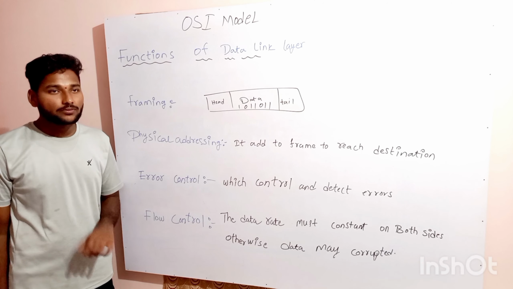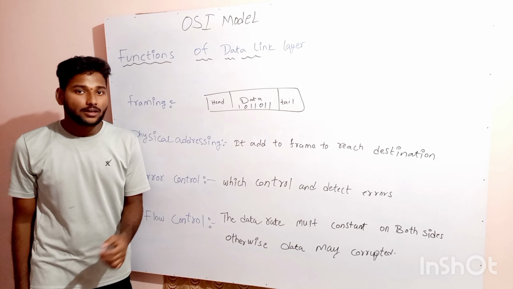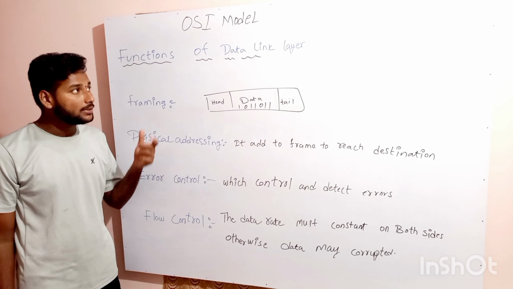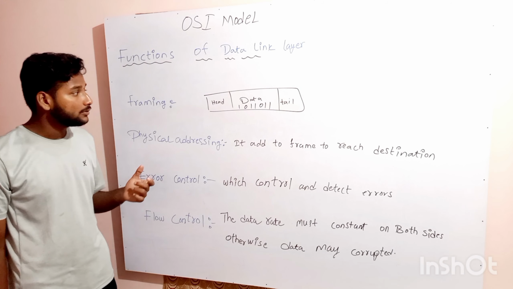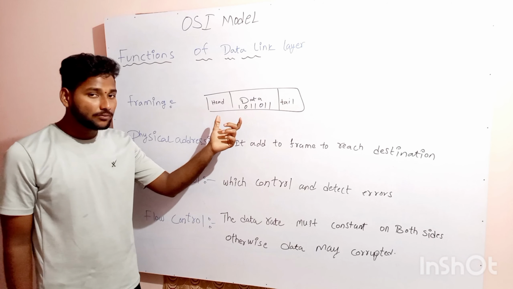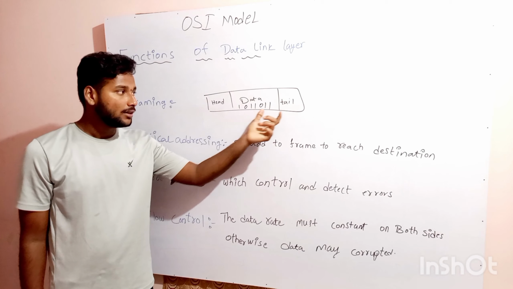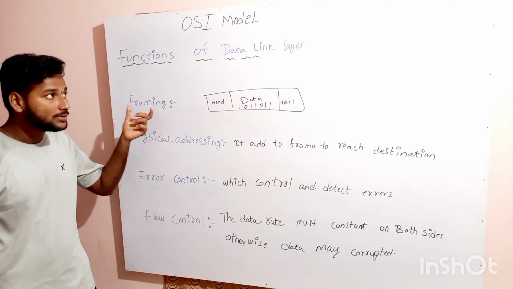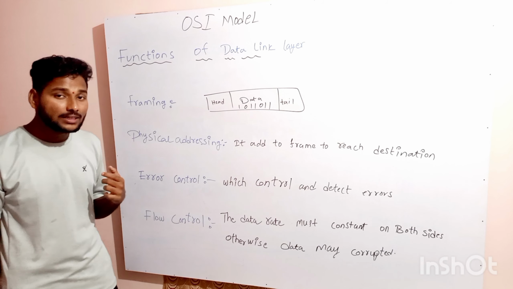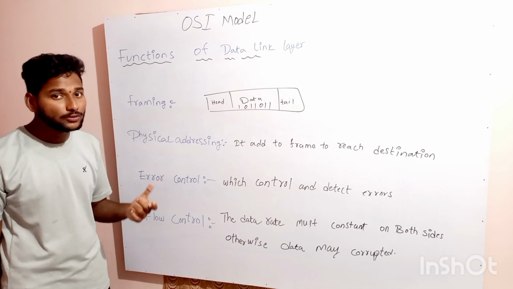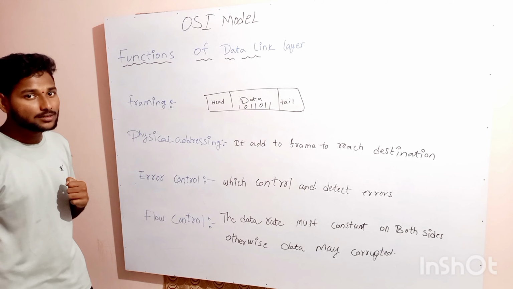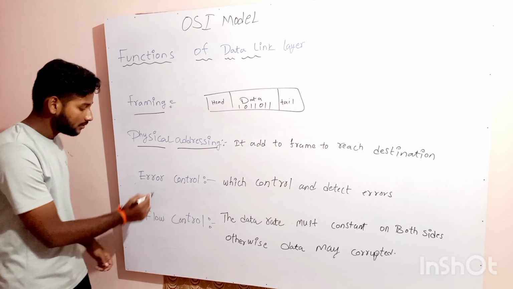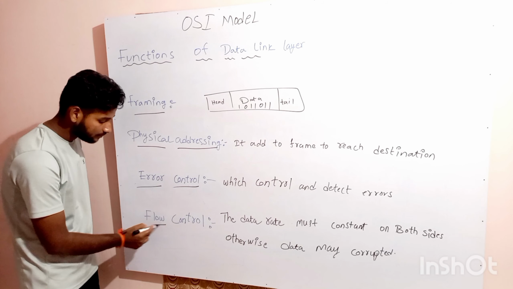Let us discuss the functionalities of the data link layer. In the data link layer, from the physical layer we have the raw bits, and we convert these raw bits into frames. This is the frame format. A frame has a frame header, a frame trailer, and the data is in between them. By using the data link layer, error-free transmission of the data can be achieved. The functionality of the data link layer is framing, physical addressing, error control, and flow control.